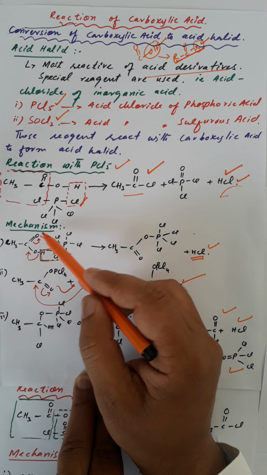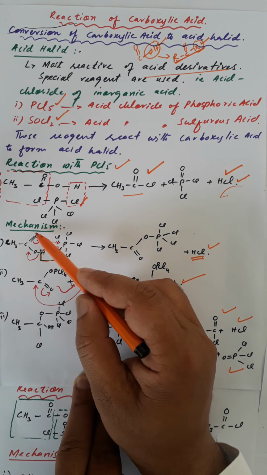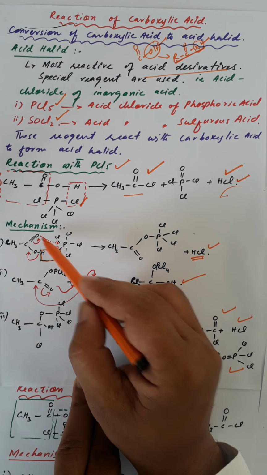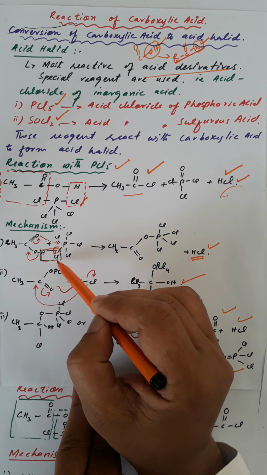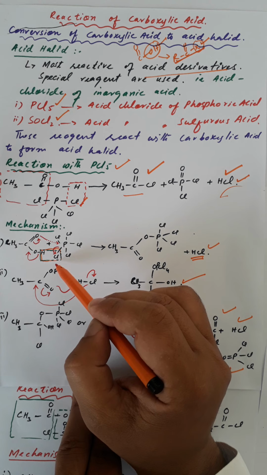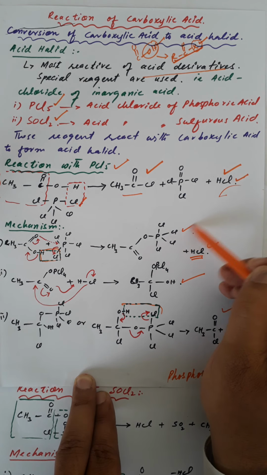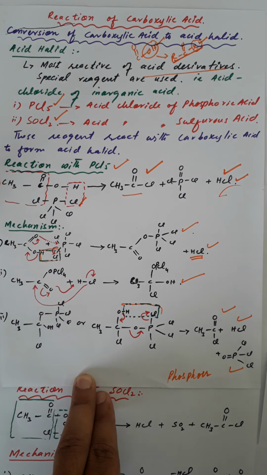Now the mechanism for this reaction: oxygen is more electronegative, so a negative charge appears on it and a positive charge on the carbon. This oxygen will attack the phosphorus, in which one of the chlorines is negatively charged and it will become positive, and this intermediate compound is formed.